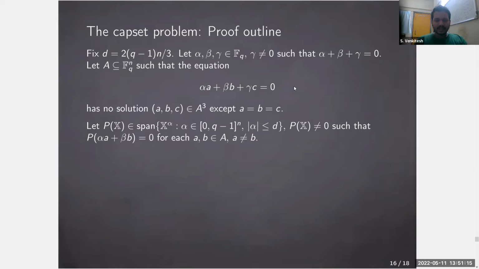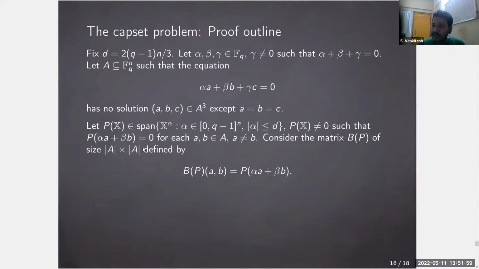Let me take a non-zero polynomial in the span of the monomials with degree at most d, where d is fixed to be this, such that p of alpha a plus beta b is equal to 0 for every pair a, b which is distinct. Such polynomials will always exist by the linear system condition. You can formulate a suitable linear system with fewer constraints than variables and get a non-trivial solution. So such polynomials exist and the degree can be at most 2 times q minus 1 times n by 3. But this is a weird condition, alpha a plus beta b. These are the evaluation points that we're looking at.